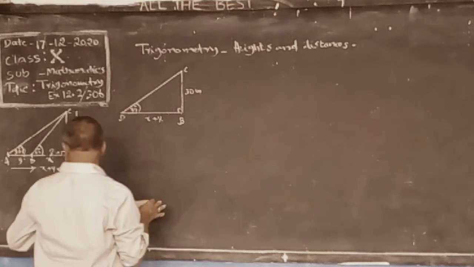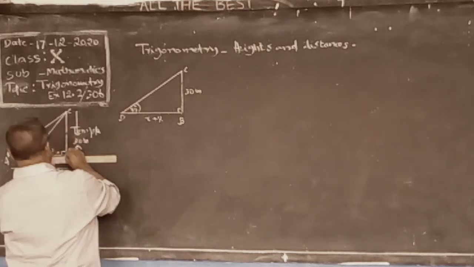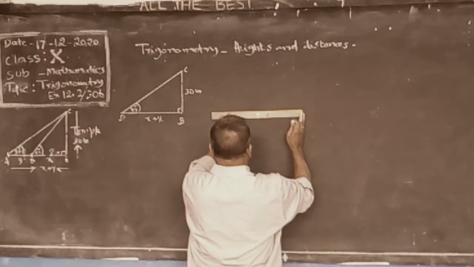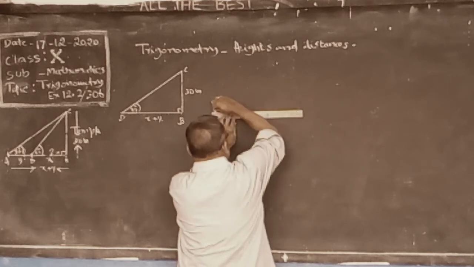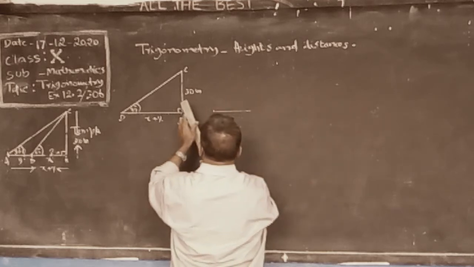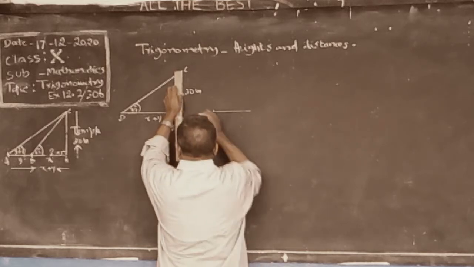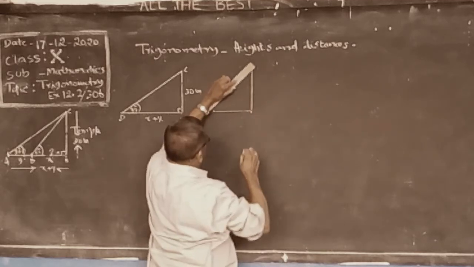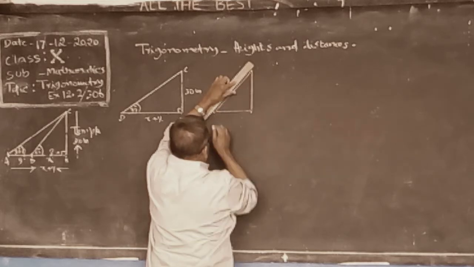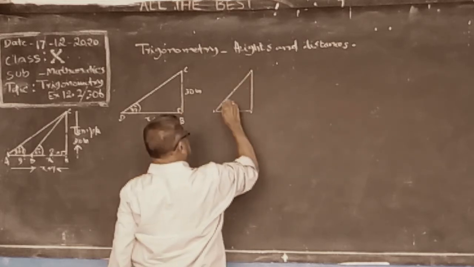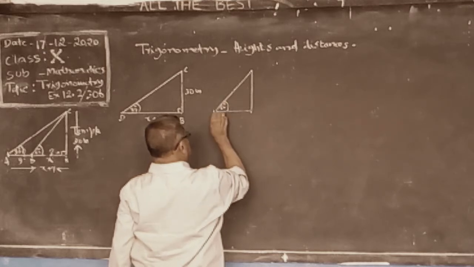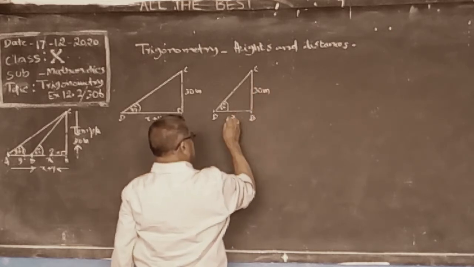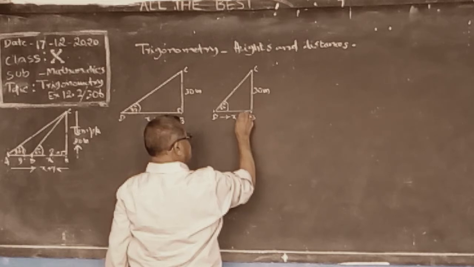Second triangle. Same height. 30 meters and this is x meter.